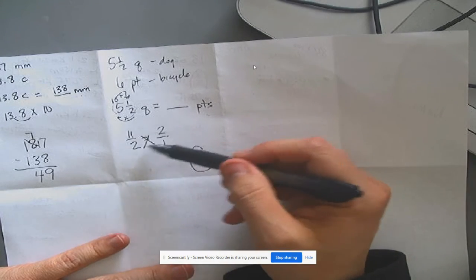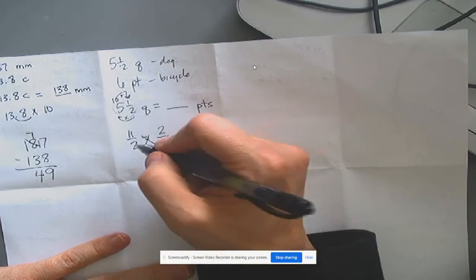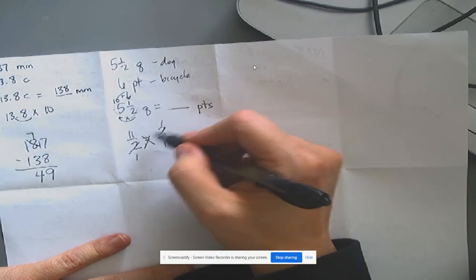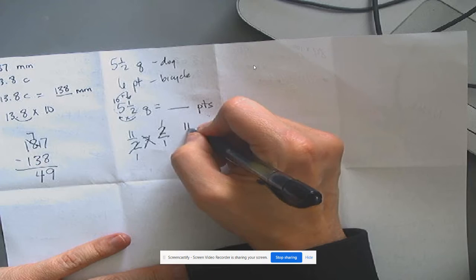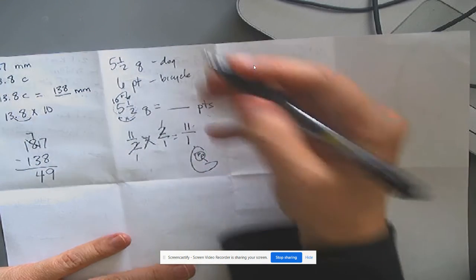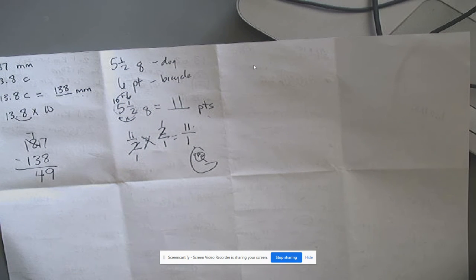So can we cross cancel anywhere? Yep, we can cross cancel right there. So 2 divided by 2 is 1, 2 divided by 2 is 1. So now we have 11 times 1 is 11, and 1 times 1 is 1. And 11, anything over 1 is the whole number, so it equals 11 pints. Now remember, that's not what they asked us. They wanted to find out how much more, let's come back.